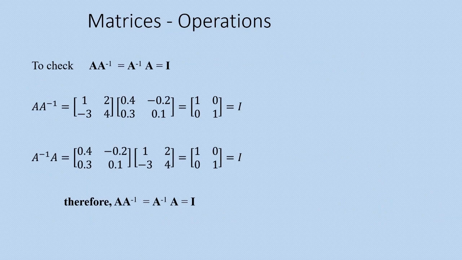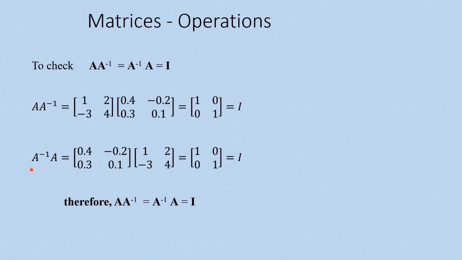To check this, A times A inverse is equal to this multiplied by this. 1 times 0.4 plus 2 times 0.3 is 1. 1 times minus 0.2 plus 2 times 0.1 is 0. Minus 3 times 0.4 plus 4 times 0.3 is 0. Minus 3 times minus 0.2 plus 4 times 0.1 is 1. This is the identity matrix I.